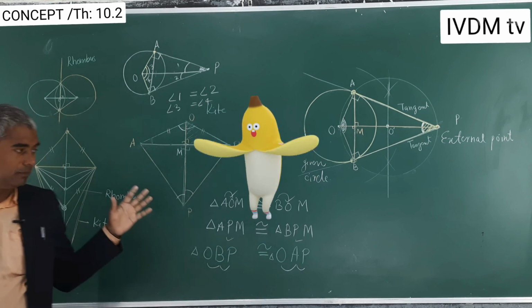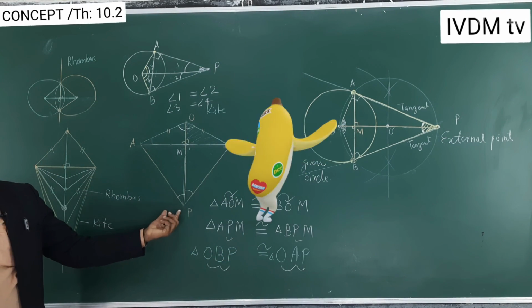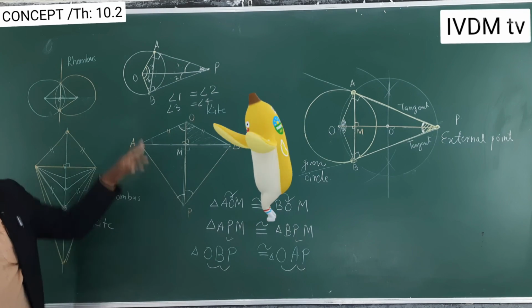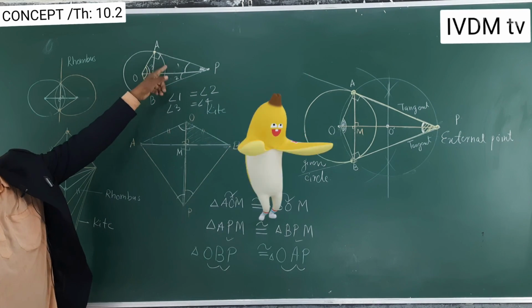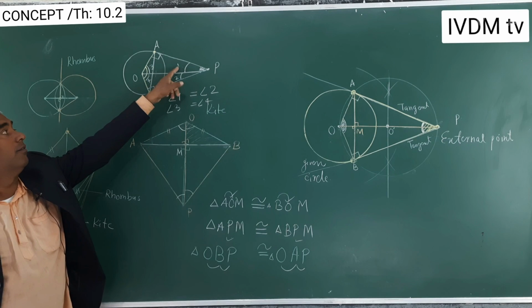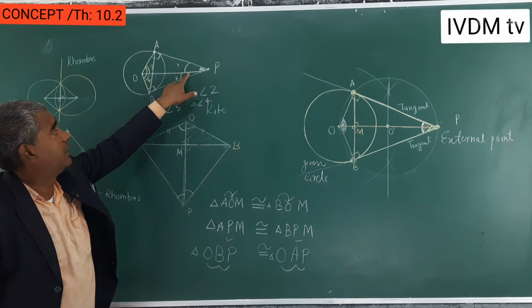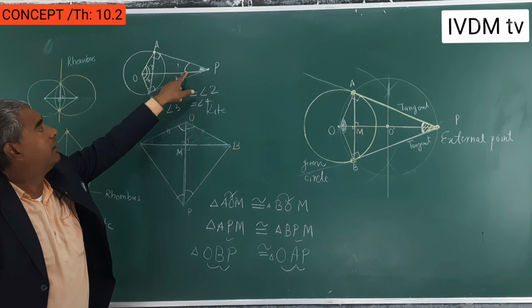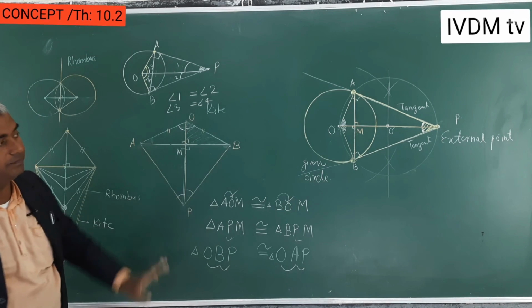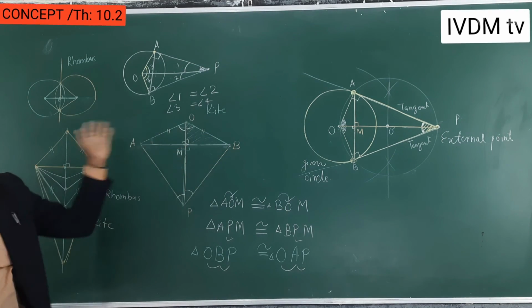So whatever I have told you about this was the foundation. Keep watching, and I will use this at many places, so keep it in focus. Angle 1 is equal to angle 2, meaning this angle is bisected. This angle is also bisected, because this was the case.